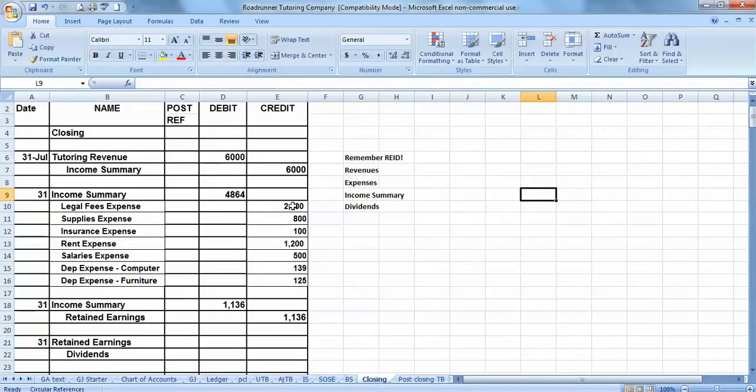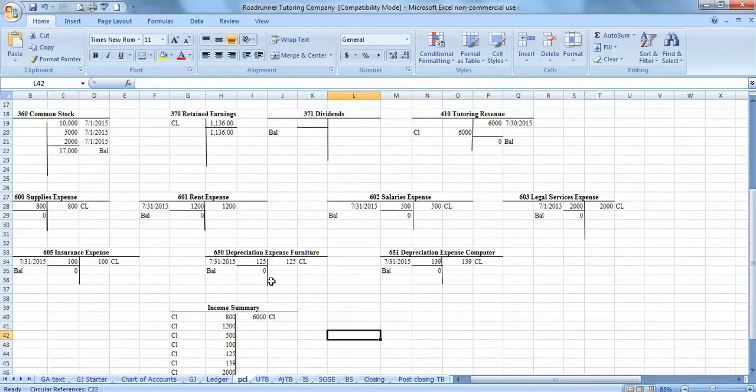In that closing, we can have income summary $4,864. All of the expenses have been brought to zero. How does that look in the ledger? Well, I've closed each one of those by doing the opposite.